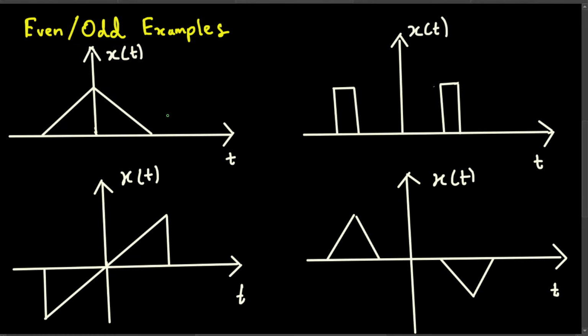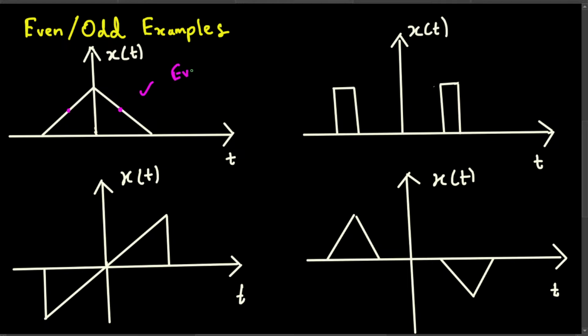Now let's look at this one. Here we have some graphs. Let's identify whether each is even or odd. According to the definition of even, if you have a negative time value, x of minus t, and it's equal to the y value at the positive time, x of t, that's even. So if you take any points, let's say this is -1, and you pick this point at +1, it's going to be exactly the same on the y-axis. So this is an even signal.